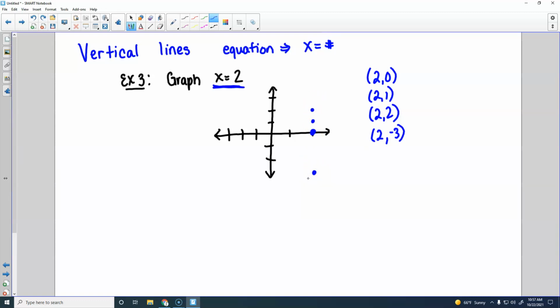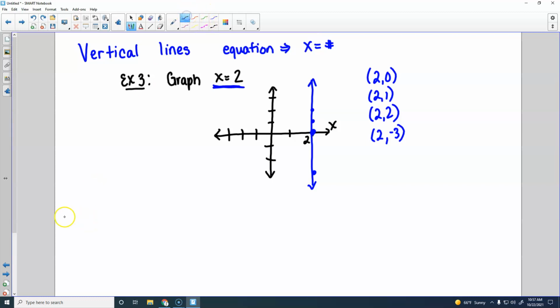And you can see they all line up on a vertical line. So all the x coordinates are 2. Notice it crosses the x-axis right here. Here's your x-axis. It crosses right here at 2. So when you see x equals a number, that is a vertical line, and it's going to cross the x-axis at whatever that number is. Okay?